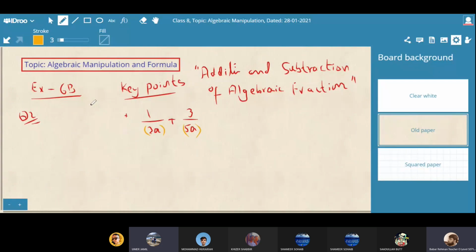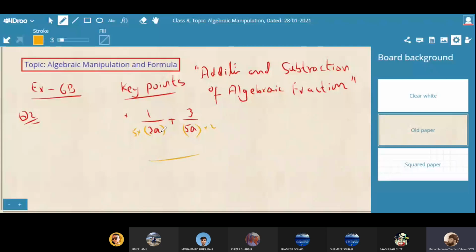Sir, we have to first find the lowest common factor of both of the numbers. Okay, very good. But I'm asking directly, how can we do this? Because a and a are both the same, so we don't need to change a. Sir, we have to multiply 2 by 5. Very good. This can be multiplied by 5, and this can be multiplied by 2.